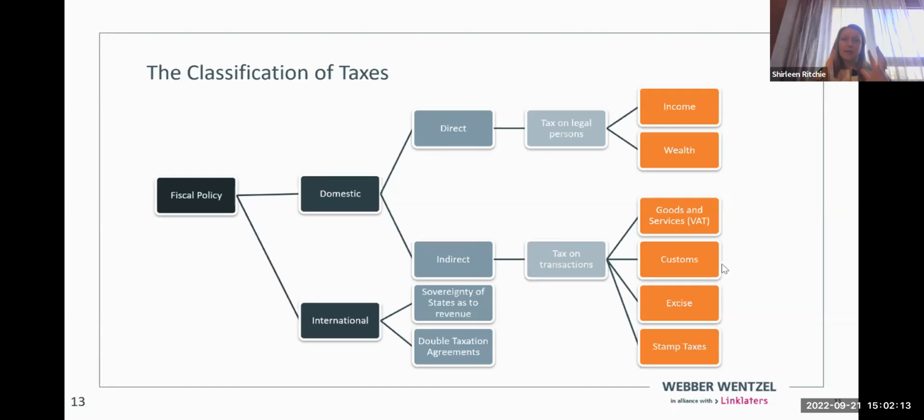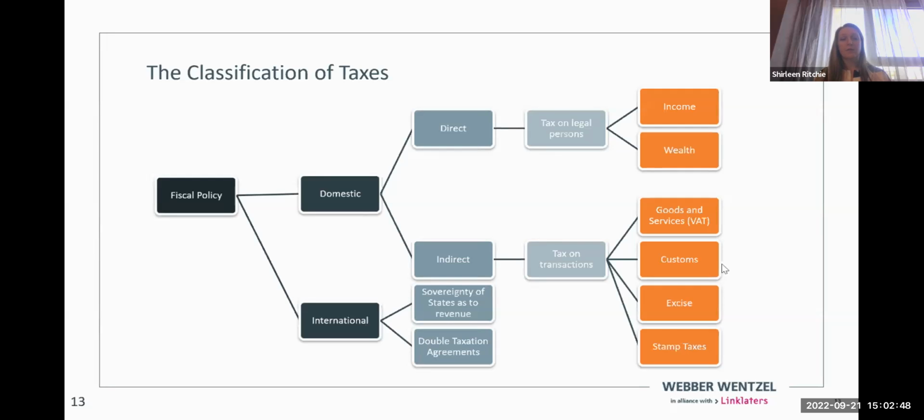Direct tax is a tax on the legal person or the legal entity, and the best examples of those are income taxes and wealth taxes. Corporate tax is a form of income tax. You tax a company, and so corporate tax sits at that level. It's a direct tax on the company. Indirect taxes are more transactional, so you tax a transaction between legal subjects. Goods and services taxes or value-added taxes, customs, excise duties, and stamp taxes are all indirect taxes.